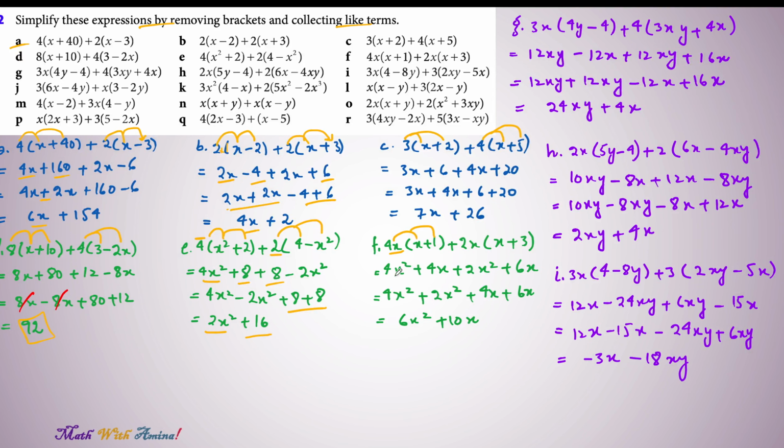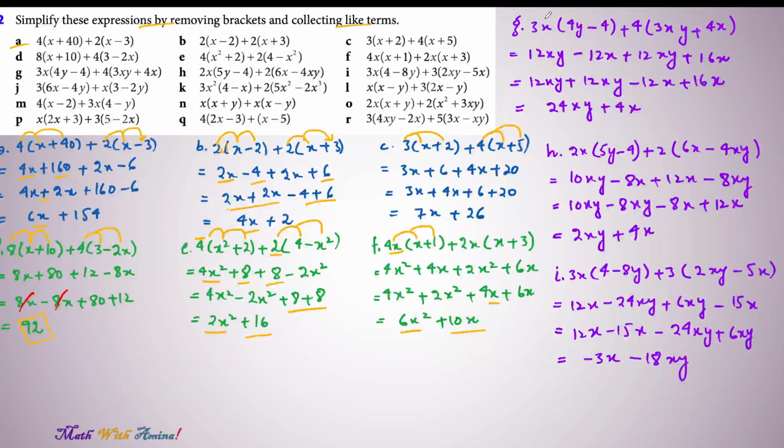The expression becomes, after expanding, 4x squared plus 4x plus 2x squared plus 6x. So now we combine the like terms, 4x squared plus 2x squared plus 4x plus 6x. So in here 4x squared plus 2x squared is equal to 6x squared, and 4x plus 6x is equal to 10x. So this is the simplified expression.